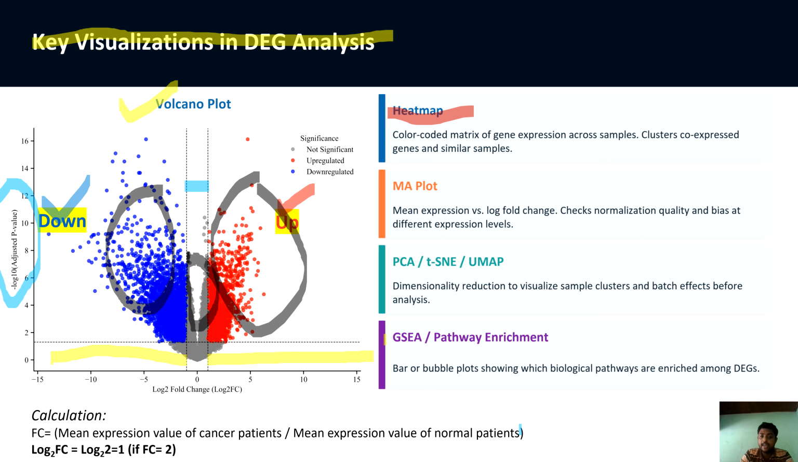For the GSEA and pathway enrichment analysis, bar or bubble plots are also there for identifying which pathways are dysregulated after the dysregulation of certain genes, and we have to identify that, and this type of scenario will happen.